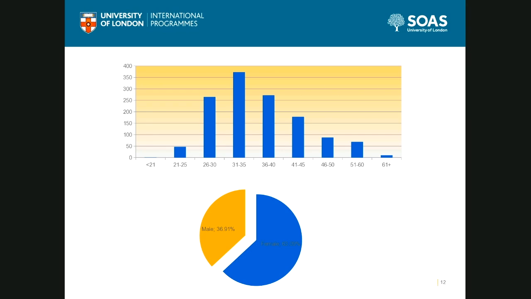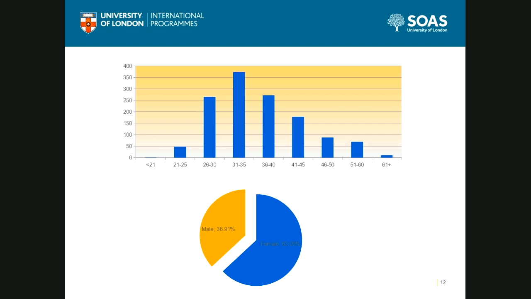As is very typical of postgraduate education, just under two thirds of our students are women, and just over one third are men. So that's how it works out in terms of the gender split.